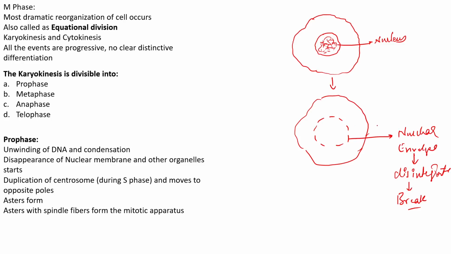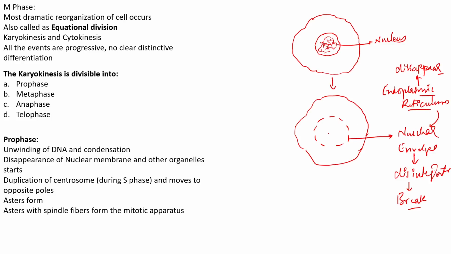Now as the nuclear envelope starts to break, even the organelle that is associated with the nucleus, mainly the endoplasmic reticulum, is affected. The endoplasmic reticulum is mainly attached to the nuclear envelope, so even the endoplasmic reticulum starts to disappear.